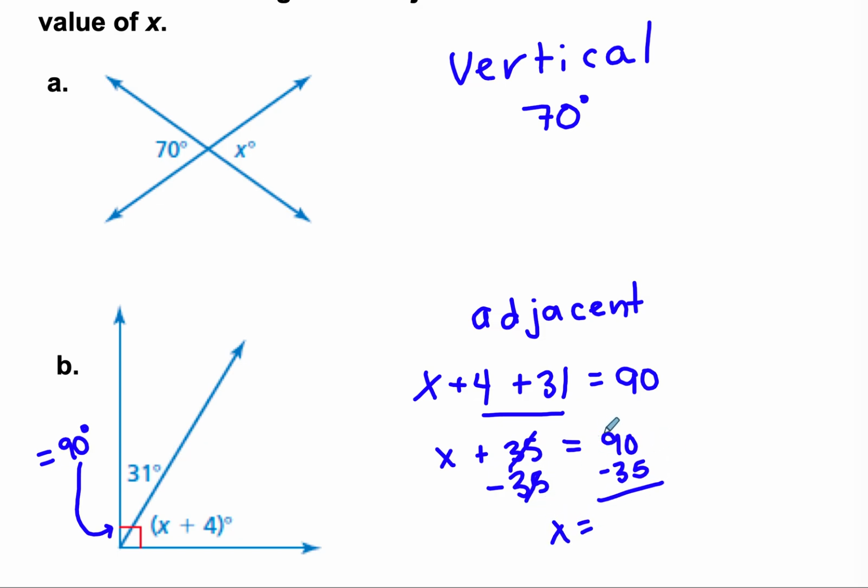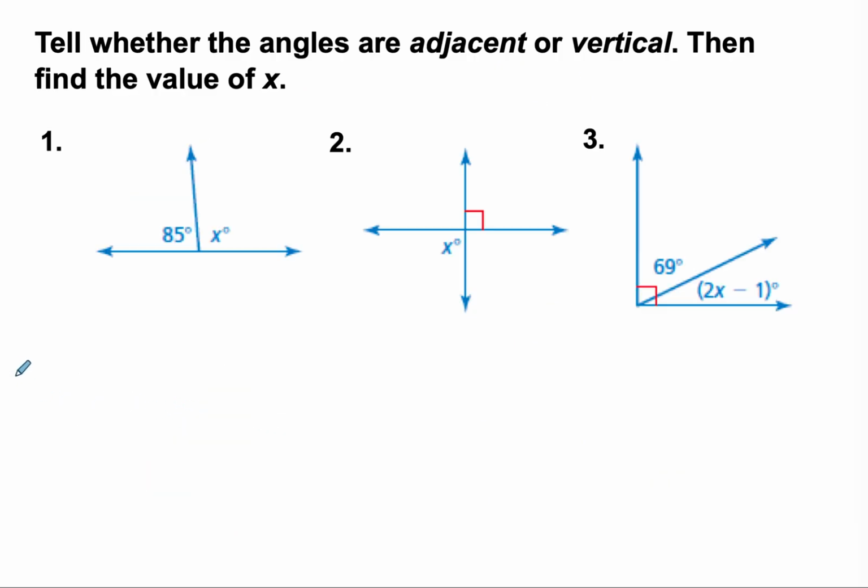Yes, it is okay to use a calculator if you need to, but the numbers here are pretty reasonable. You don't have to use one. 10 minus 5 is 5. 8 minus 3 is 5. Our x is going to be 55 degrees. Because we're talking angle measures, you do want to make sure that you have a degree sign as your label. All right, go ahead and pause the video and try these three on your own.